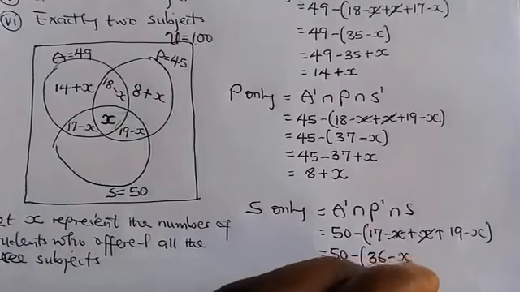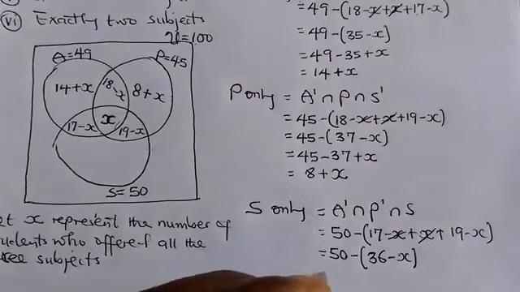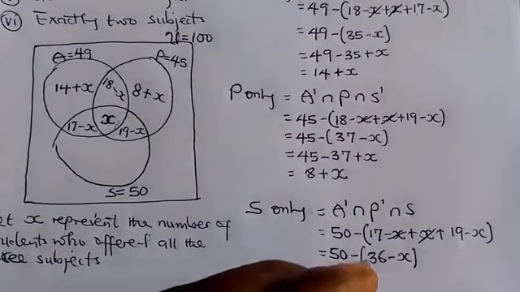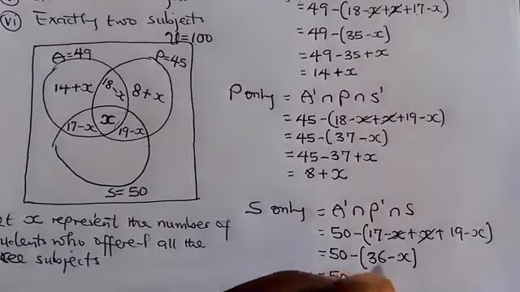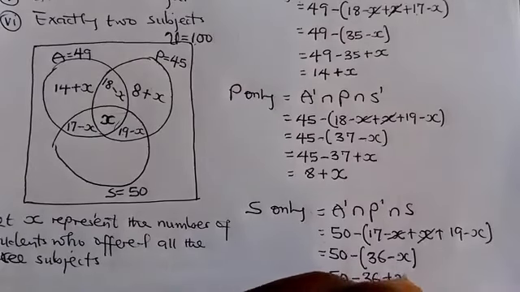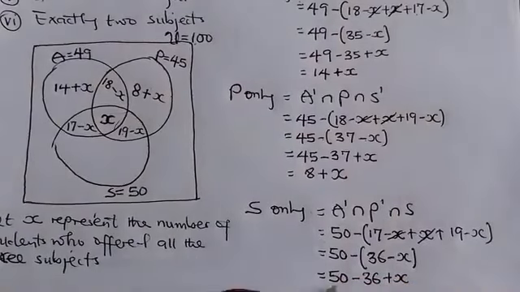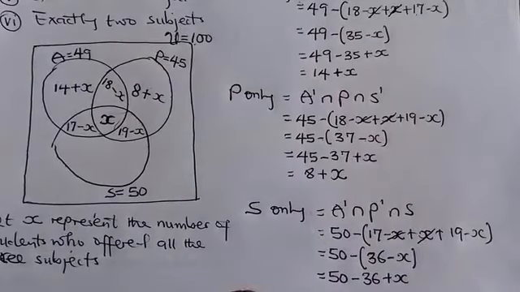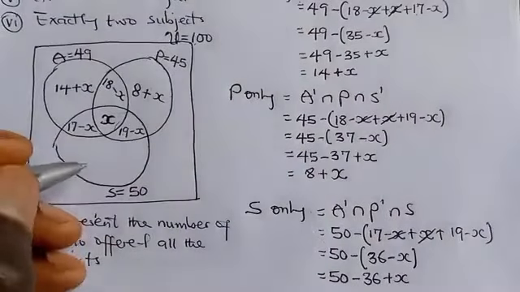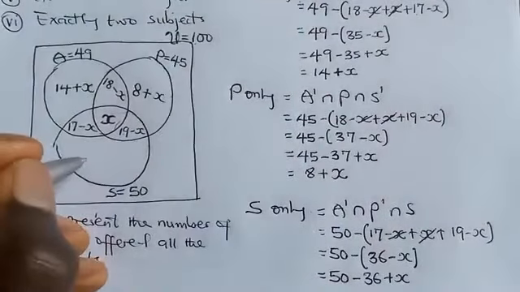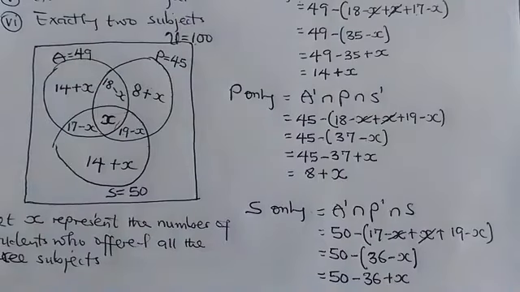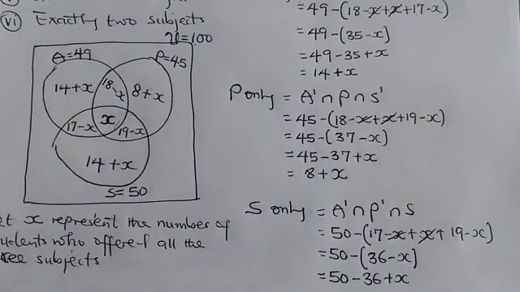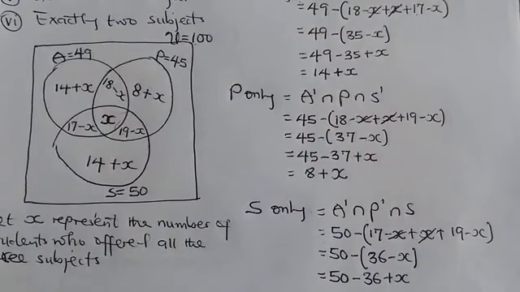36 minus X. So opening this bracket, we have 50 minus 36, you have minus 36. Minus times minus X, you have plus X. And that's equal to 50 minus 36 is 14. So here is 14 plus X. So for statistics only, we have 14 plus X. We are done representing the information on a Venn diagram.